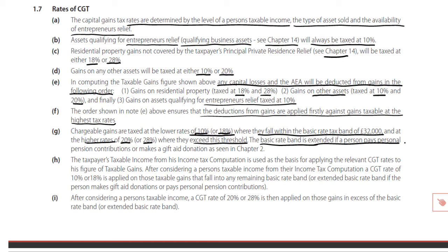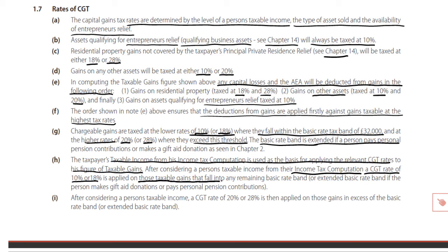So what we need, therefore, is to have reference to the individual's income tax computation. So the taxpayer's taxable income from his or her income tax computation is used as the basis for applying the relevant CGT rates to then his or her figure of taxable gains. After considering the person's taxable income from their income tax computation, so we must reference the computation, a CGT rate of 10% or 18% is applied on those taxable gains that fall into any remaining basic rate band. Now, you will remember that your basic rate band limit is £32,000, or that could be an extended basic rate band limit if we've got gift aid donations or we've paid personal pension contributions, but at lowest £32,000.